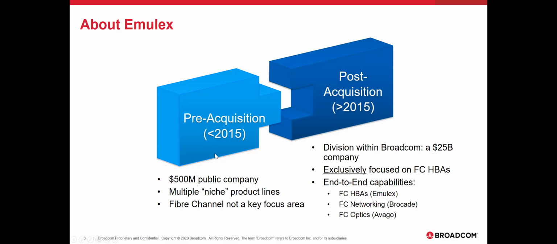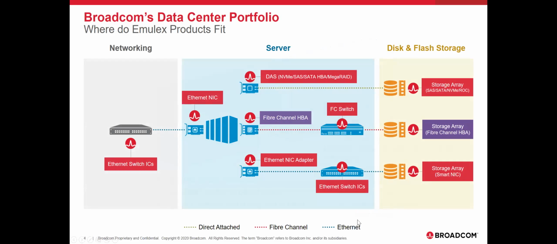After Emulex was acquired by Broadcom, we have now focused all of our efforts exclusively on fiber channel HBAs. So Emulex only makes fiber channel HBAs. That's the only product that we have, and that's the only thing that we focus on. The advantage of being part of Broadcom is that we also have sister divisions, Brocade being a very key division for us that handles the networking. And we also have a sister division that does the optics. So it is a very good fit inside of Broadcom.